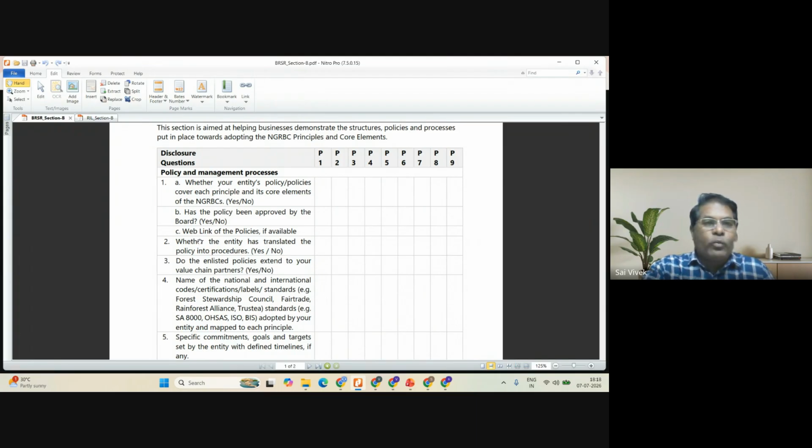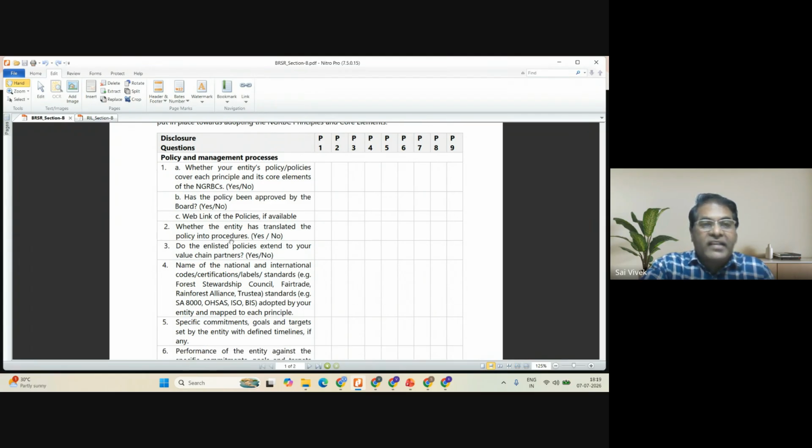And BRSR asks for the web link of the policies if available. All the policies which are available, mapped to each of these principles, have to be put on the websites, and the website links have to be pasted here. Code of conduct, values, ethics, all these are to be pasted in each of these boxes provided here.